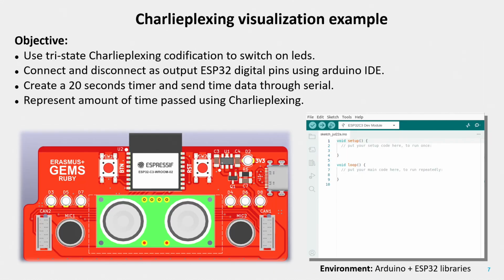The configuration is achieved by setting the pin modes appropriately using functions such as pinMode to designate outputs or inputs. Moving on to the visualization example, our objective is to implement a descending timer of 20 seconds. The idea is to use Charlieplexing to represent the remaining time visually on a set of LEDs. This is done by quantizing the total time into discrete levels, where each level corresponds to a specific LED configuration. The resulting pattern is displayed via serial output on the Arduino serial plotter.